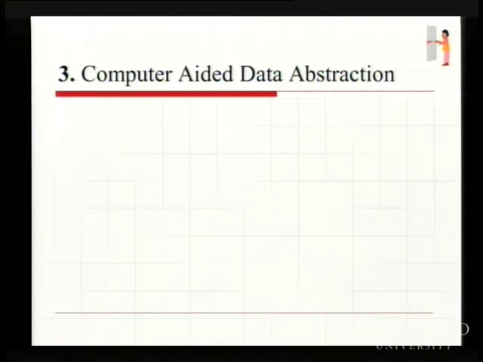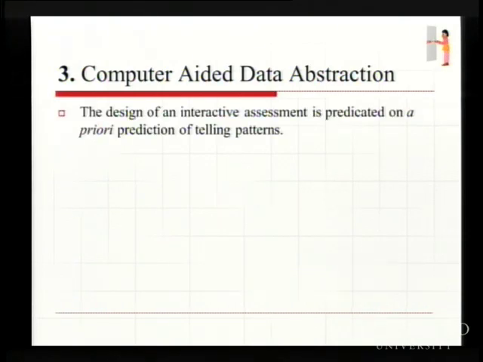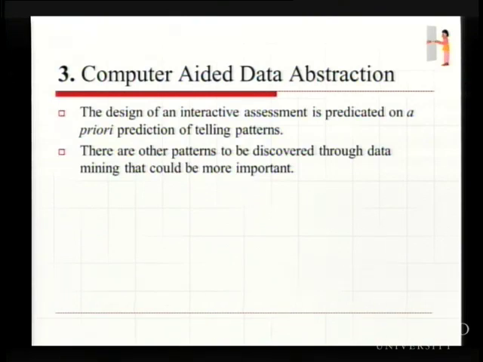A third one, which I think is just fundamentally difficult, is computer-aided data abstraction. So when we design these assessments, we have an a priori prediction about what are the telling patterns, what are the right choices and what are the wrong choices. And we can go after them and look for them. But a lot of times, there are other patterns to be discovered in the data, right? You can imagine these kids playing that Lightlet game, they've made 150 choices, and they're all in a sequence, right? And so data mining would be really useful here.